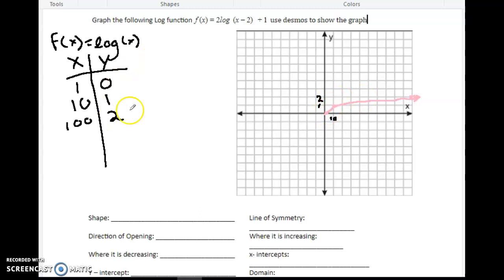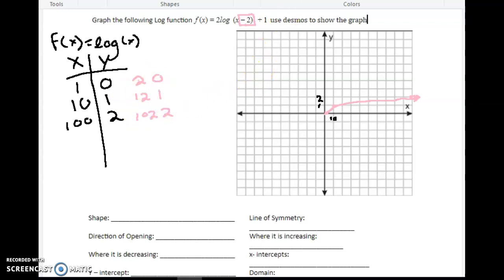Great. Now let's talk about each of these translations and how they change this factor. So the first one I'm going to look at is this right here, which is the h. That means my entire thing is going to be moved over 2, right? So this one is going to change to 2, 0. This is going to change to 12, 1. And this one's going to change to 102, 2.